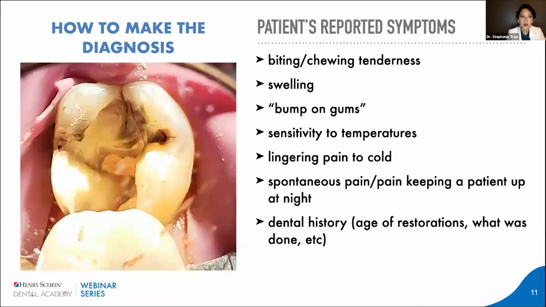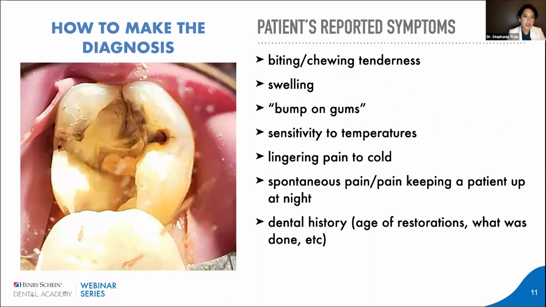The patient's symptoms are definitely going to give us clues as to the presence of a crack as well. The patient may report biting or chewing tenderness. Ask them whether they've had a history of a swelling, where the swelling is, and if they report a bump on their gums. Additionally, ask what they're sensitive to and what kinds of things increase that sensitivity, so hot or cold, whether they're lying down or if it's happening at night. These are all different signs and symptoms that we can ask the patient about to give us more clues.